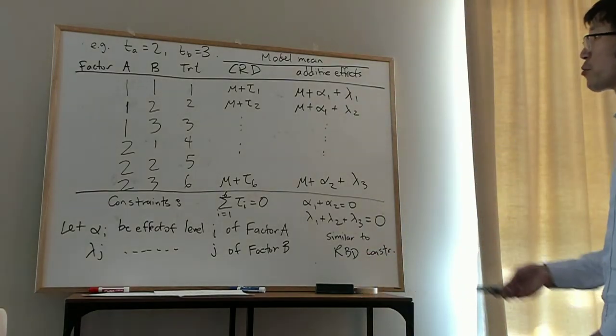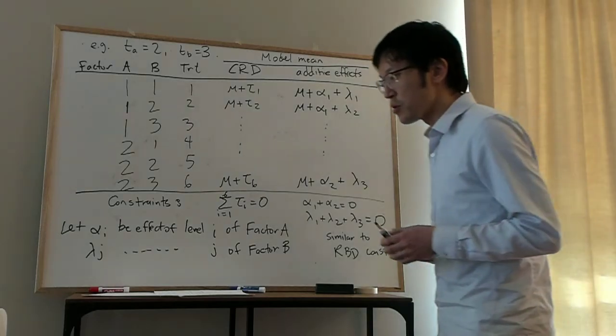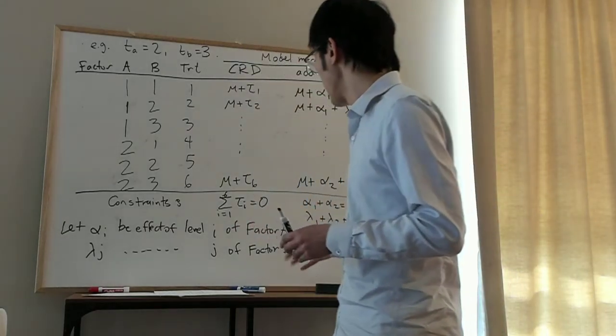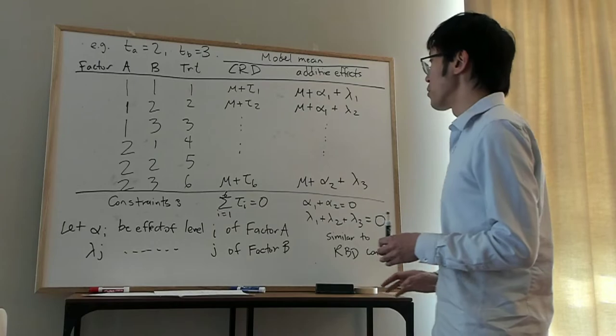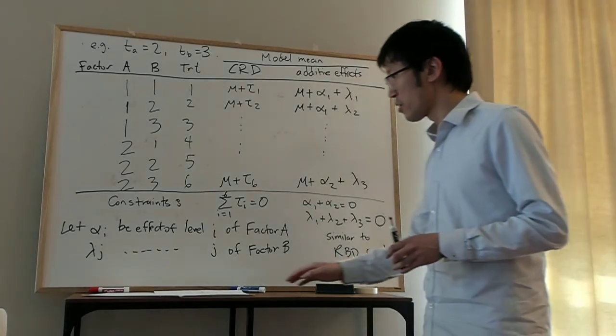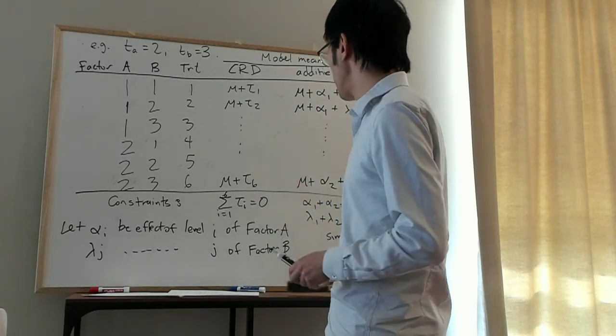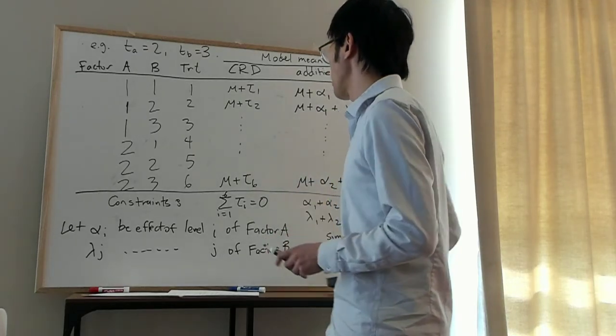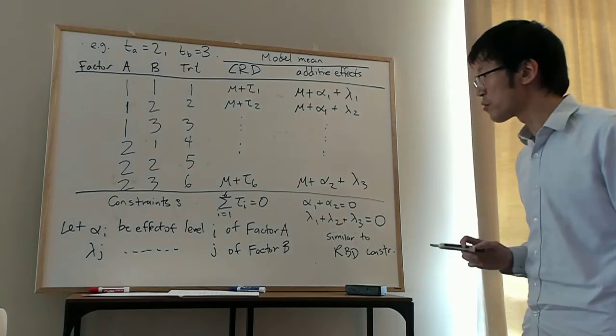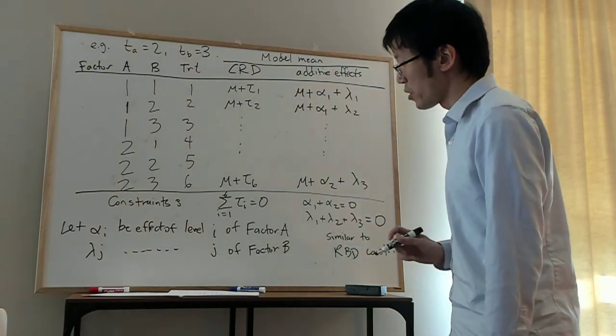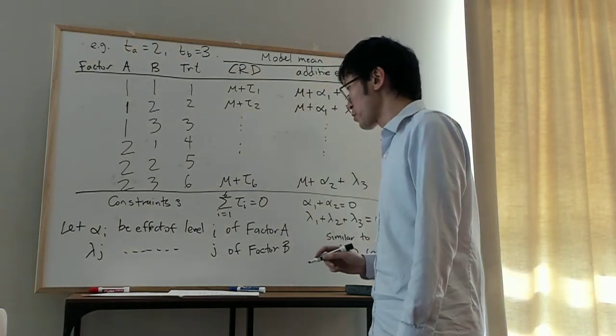Okay, so now we've set up this table. Let's just do a quick count. How many parameters are we actually dealing with? We already counted in the CRD case. There are six parameters: t parameters, mu, and then the six taus with one constraint.